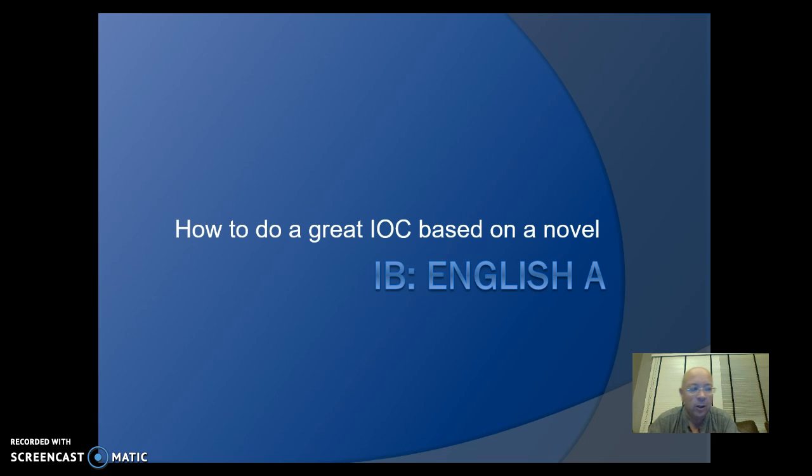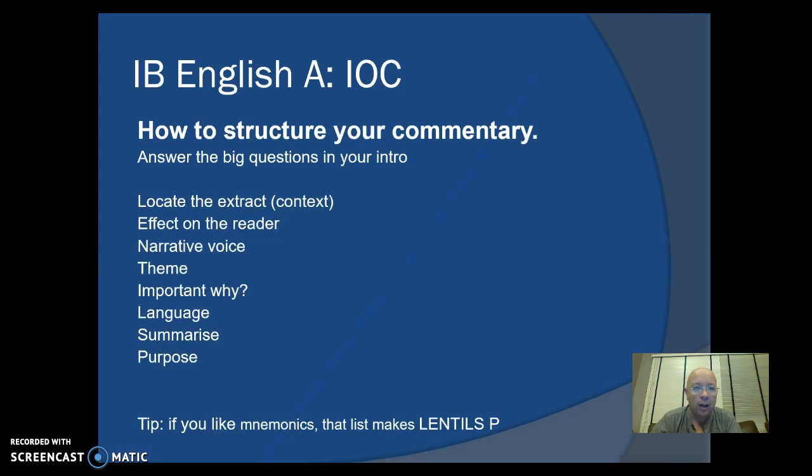You get a 20-minute period of annotation where you can make notes and prepare. I would suggest towards the end of that period, you start thinking about your introduction. Your IOC is really going to have an introduction, a main body, and a conclusion. The introduction is very important. You get to show the examiner that you know the text and this particular extract very well. So I've prepared a list of things that I would recommend you try and hit in your introduction to show the examiner that you've really got this.